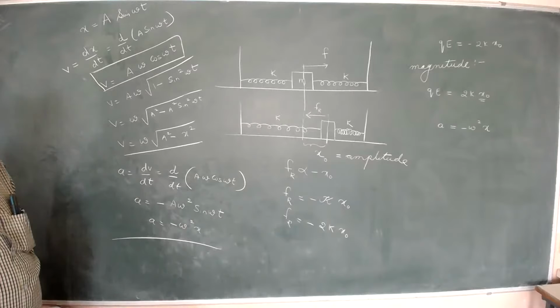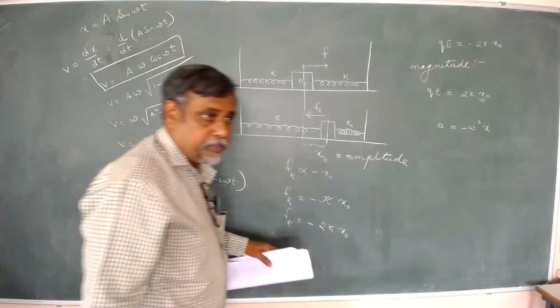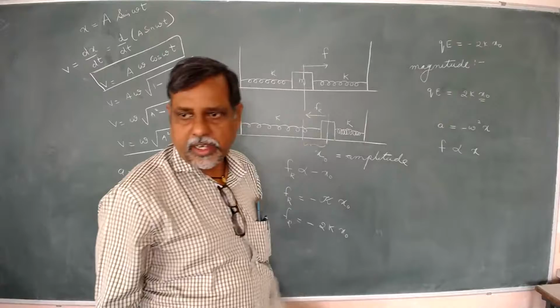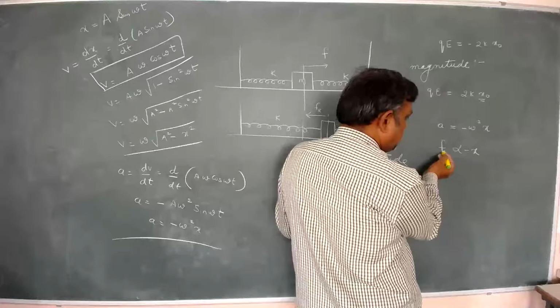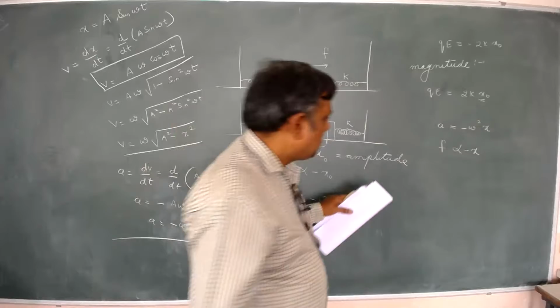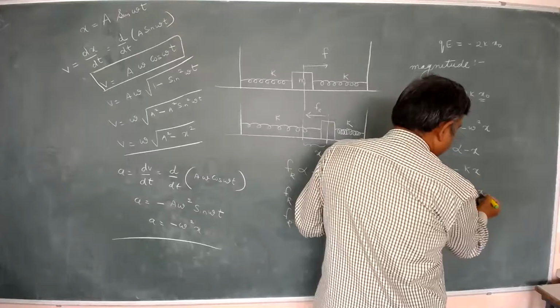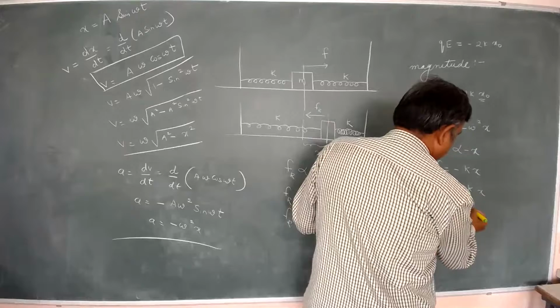And one more relation I would like to show. In the case of the spring constant, F is proportional to minus x, because the restoring force is always in the opposite direction of the displacement exhibited by the body. Therefore F is equal to minus K into x, and F is mass into acceleration. Therefore, acceleration in this particular case is minus K by M into X.